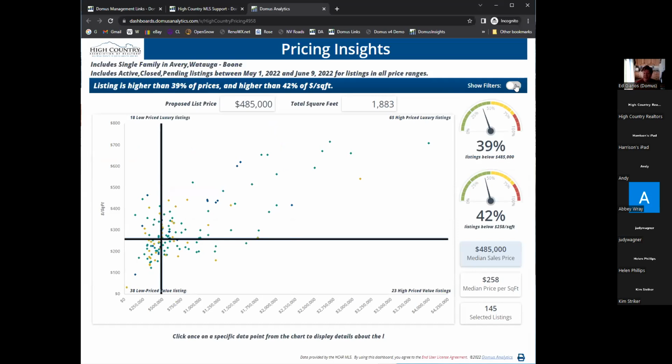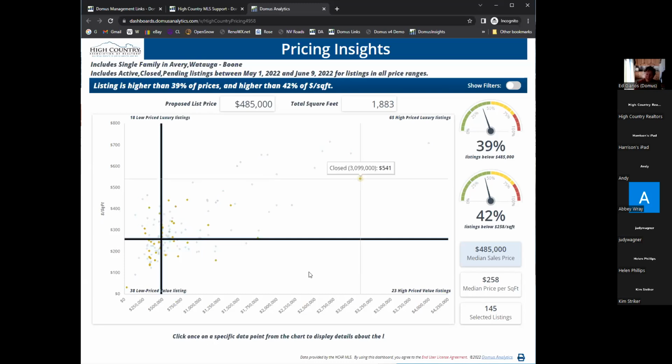represents a particular listing. So we're looking at Boone right now, and we see that the median price was $485. The median dollar per square foot was $258, and we're based on 145 total listings. Now, across the horizontal axis is just the price of that listing, and across the vertical axis is the dollar per square foot as a proxy for luxury. All things being the same, a higher dollar per square foot will have better landscaping, a nicer lot. It'll have granite countertops. It'll be newer. All those things that make the same stats a little bit nicer.